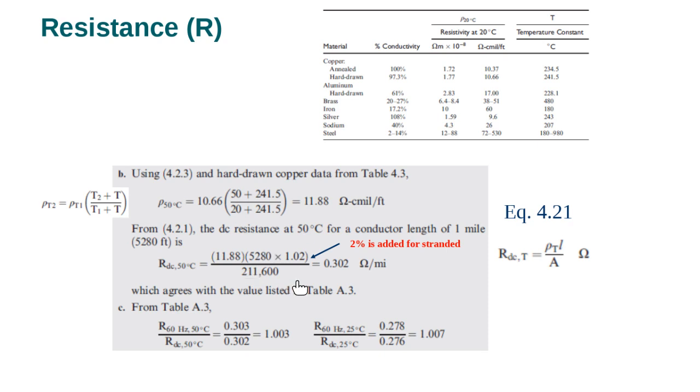So this is over the area. So this is rho over the area, which is this part here. RDC at temperature 50 is rho times length over area. And this area now we're talking about is circular mil. So we put the circular mil area in the denominator. And the length is in miles. We add it in miles, so okay, 1.02, so 2% extra. Just add. And this is the resistivity, 11.88 circular mil per feet.